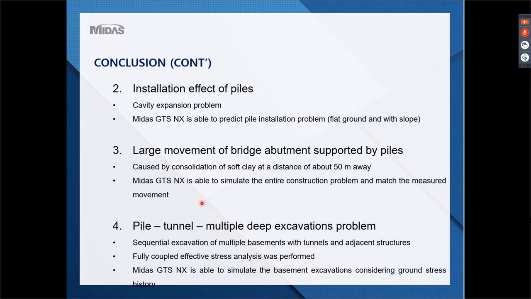One is the installation effect of the spun pile at the riverbank, and the other one is the large movement of the bridge abutment, and the last example is the multiple structure interaction problem. I must mention that it is not our intention to build a complex model. We try to build the model as simple as possible.